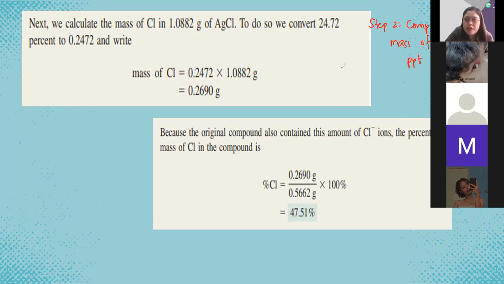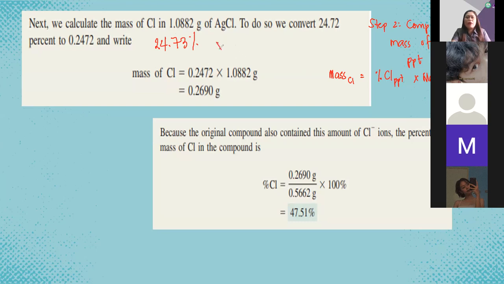What is our formula here? Mass of the element na hinahanap, in this case it's chloride, is equal to the percent of chloride in precipitate times the mass of precipitate. So this is our formula here. Itong percent chloride sa precipitate, na-compute natin yan sa step 1. What was that again? 24.73%. And then itong mass ng precipitate, given ito sa problem, right?